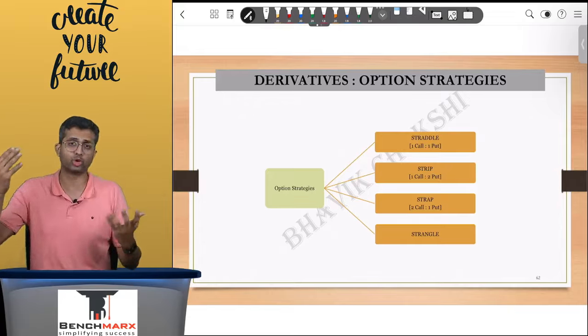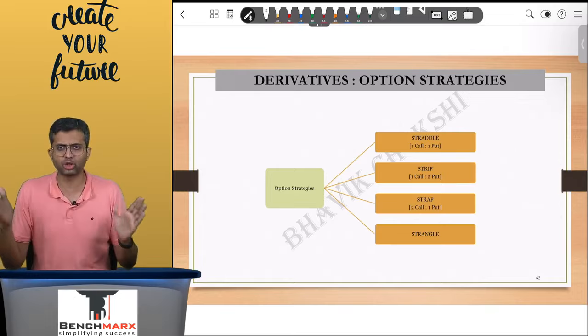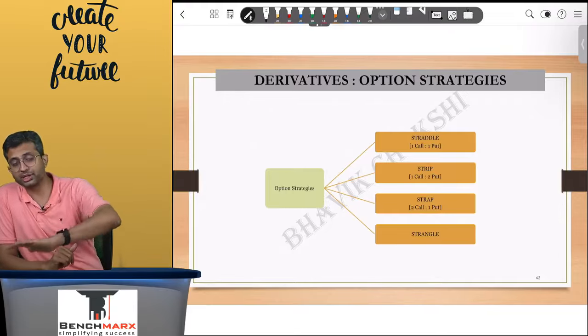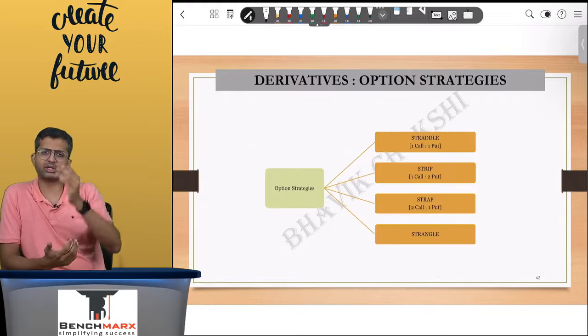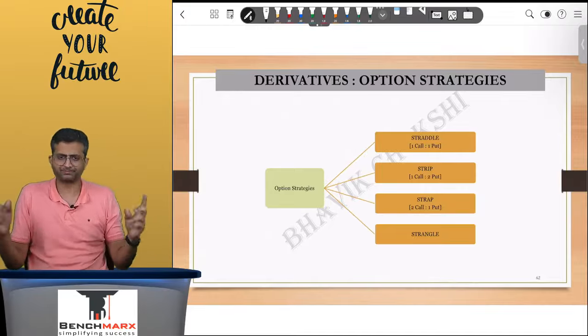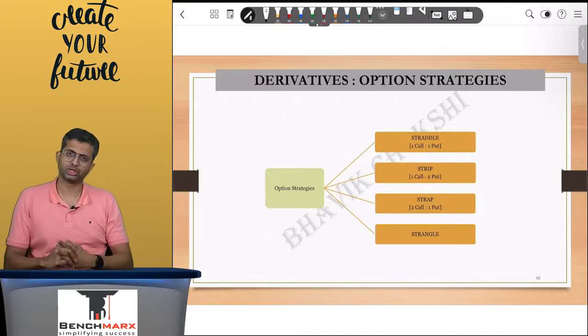These are strategies to be entered by investors who are not in a position to decide whether the price will go up or go down, but they know that the price will go up significantly or go down significantly, like election outcomes. We don't know. If a particular outcome happens, the price will go up significantly. If another outcome comes, the price can go down significantly, but we don't know who will win. Then a straddle is a good choice.